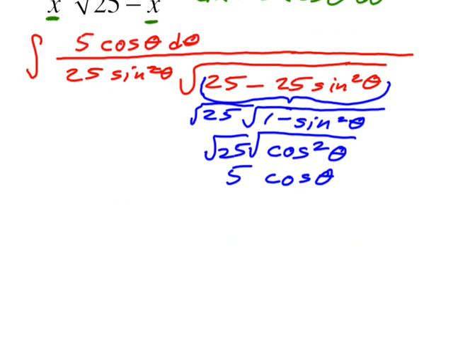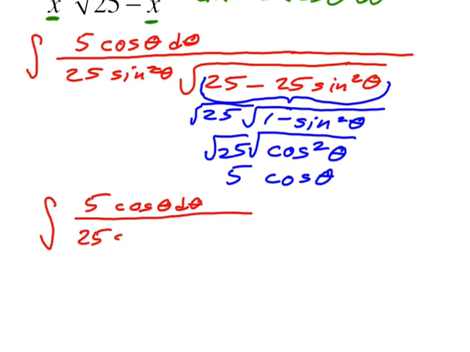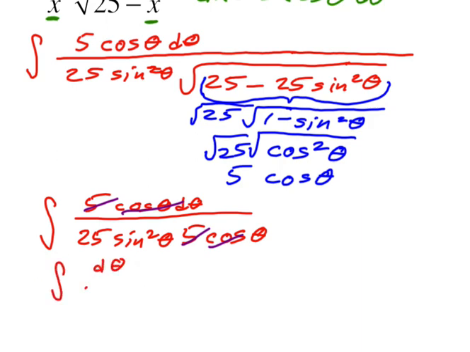Okay. So again, let's try to write down what we have. So the numerator is still the 5 cosine theta d theta. Our denominator, we have our 25 sine squared theta. And the square root is now just this piece of the 5 cosine theta. And now our 5 cosine thetas cancel top and bottom. Isn't that nice? So we now have this integral d theta over 25 sine squared theta on the bottom.